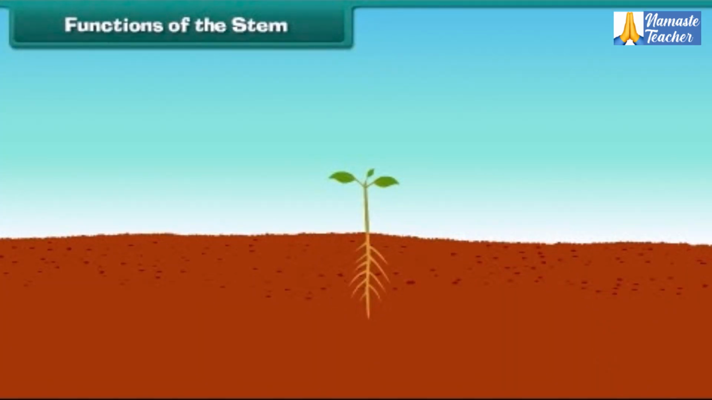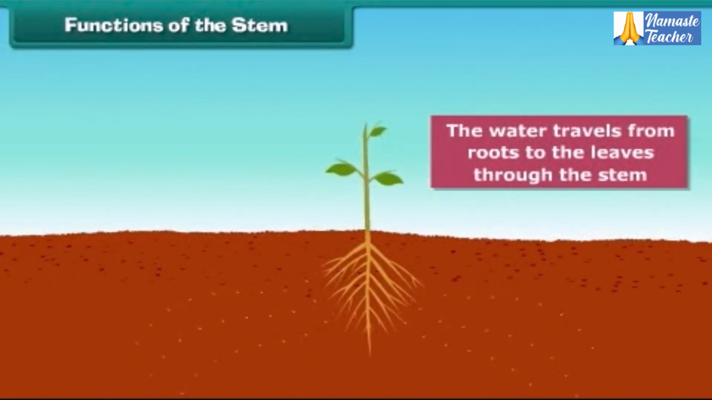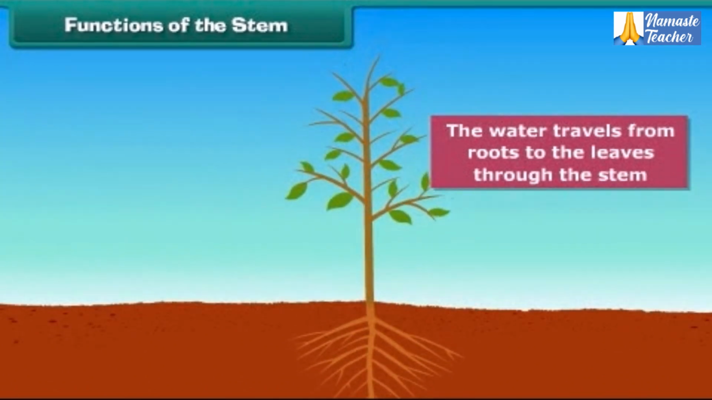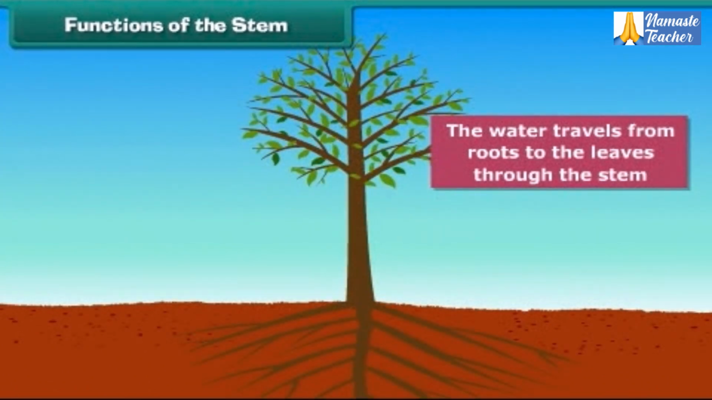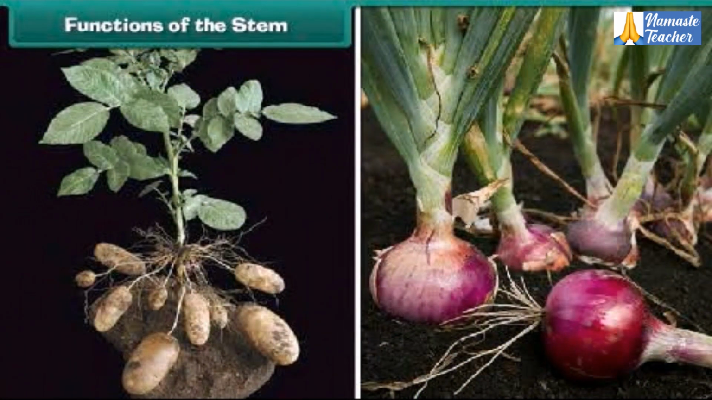Now let's focus on the main functions of stem in plants. The water taken in by the roots of the plant travels to the leaves through the stem. This water is used by the leaves to make food. It also carries food made by leaves to all parts of the body. Sometimes the food made by the leaves is stored in the stem as in sugar cane. The other examples are potato and onion. We eat these stems and get nutrition.